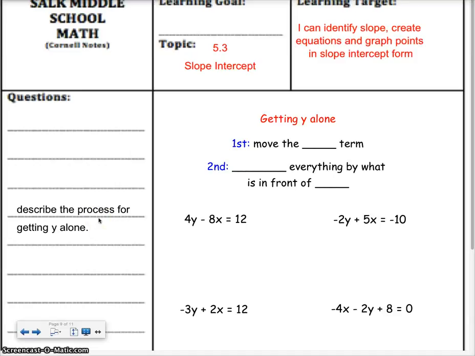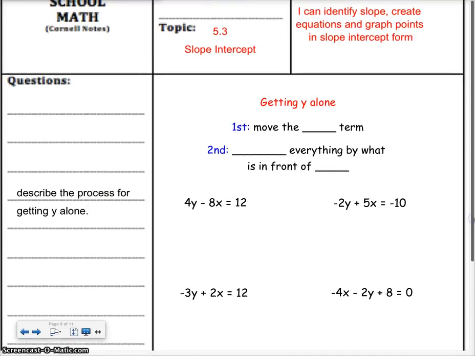So today we are getting y alone. The purpose of that is we want to get things in slope-intercept form. And notice in slope-intercept form, y equals mx plus b. Y is all by itself. Most of the time, y is not going to be by itself. We've been nice to you and made y by itself.